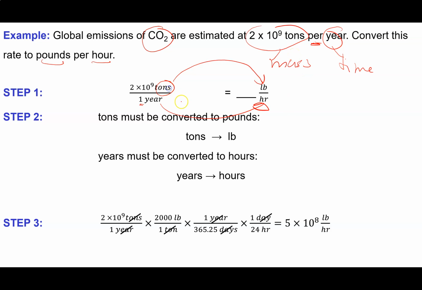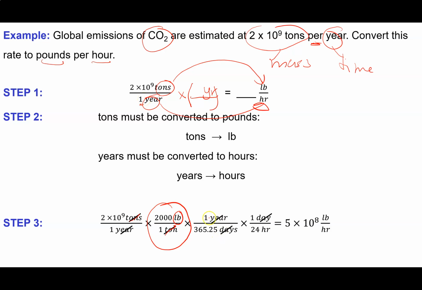Okay, so we're going to multiply by a conversion factor. The first one is going to have tons on the bottom and pounds on the top. You see in here, right? Tons leaves me with pounds. And now I've got to deal with the years. Because I want to get rid of the years, they're going to have to go on the top, right? Because the years are down here now.